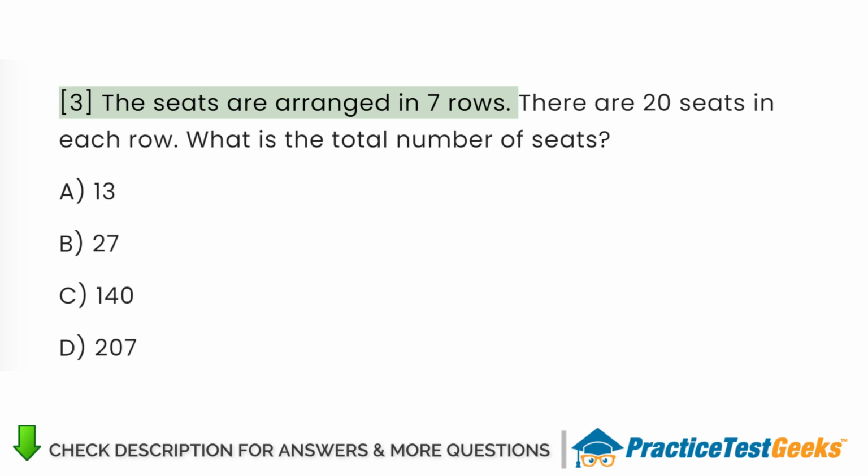The seats are arranged in 7 rows. There are 20 seats in each row. What is the total number of seats? A. 13. B. 27. C. 140. D. 207.